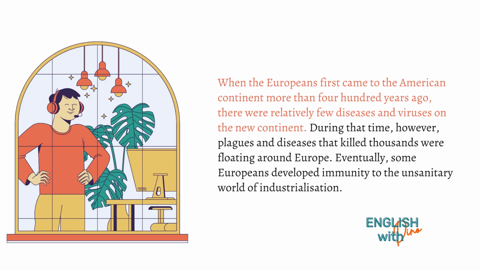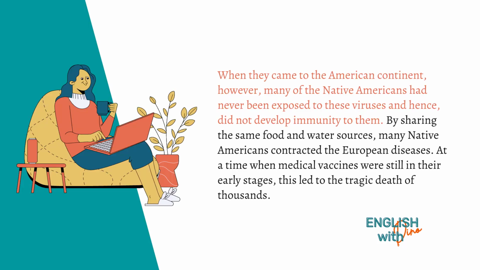When the Europeans first came to the American continent more than 400 years ago, there were relatively few diseases and viruses on the new continent. During that time, however, plagues and diseases that killed thousands were floating around Europe. Eventually, some Europeans developed immunity to the unsanitary world of industrialization. When they came to the American continent, however, many of the Native Americans had never been exposed to these viruses and hence did not develop immunity to them.